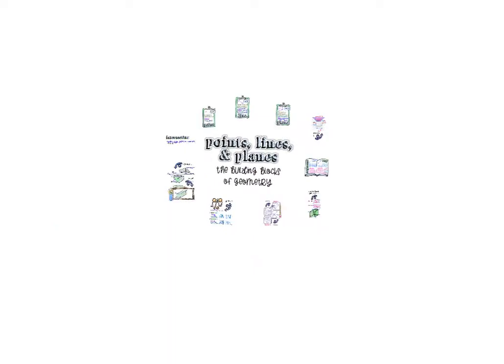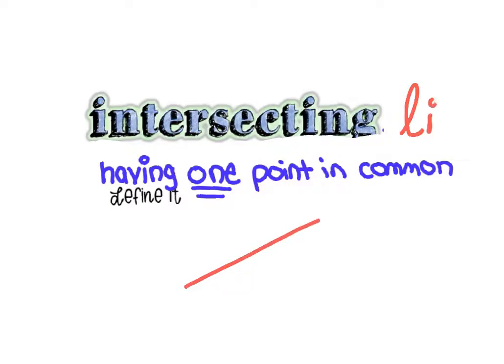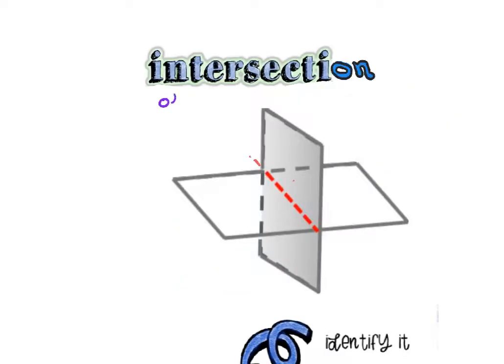Now let's discuss the concept of intersection. As shown here, intersecting lines have 1 point in common. However, if 2 planes were to intersect, they would intersect at a line, as shown here.